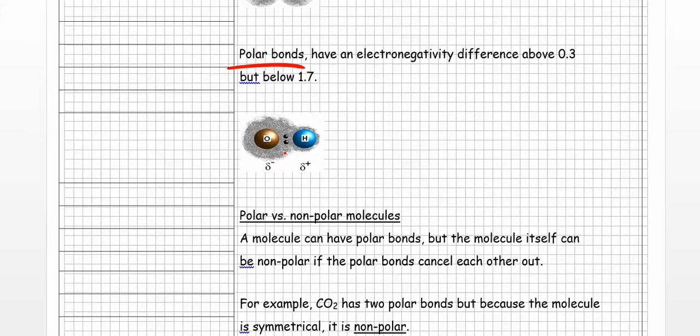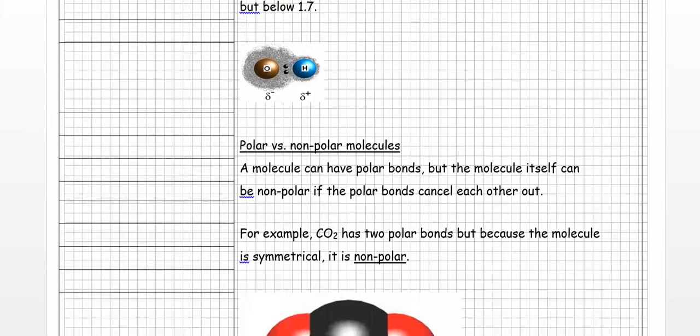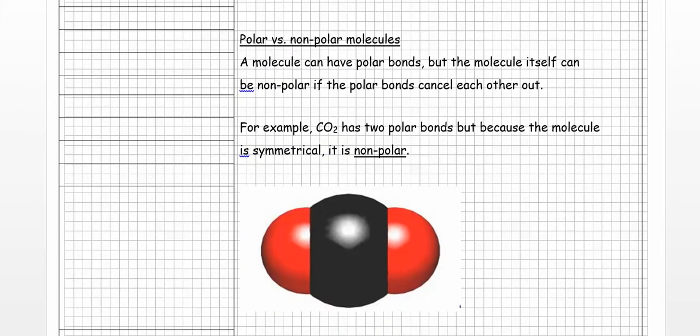So that's a polar bond, but what do we mean by polar versus nonpolar molecules? We can look at individual bonds, but what if we looked at entire molecules to try to determine whether they were polar or nonpolar? Well, a molecule can have polar bonds, but the molecule itself as a whole can be nonpolar if the bonds cancel each other out. Let's take a look at an example.